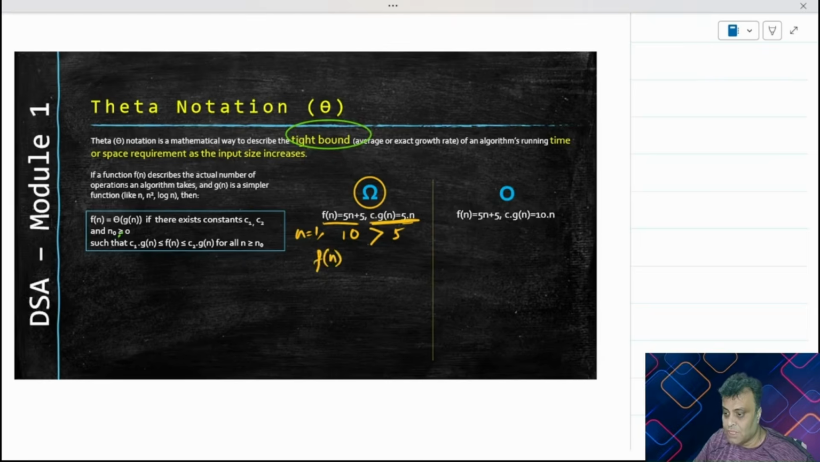We have proved that Fn is greater than C1 of Gn. What is C1 here? C1 is 5. What is Gn here? Gn is n. What is Fn here? Fn is 5n plus 5. That is what we have proved. For this, if I take n equal to 1, then I have 10 as Fn, and I have 10 into 1, 10, and we have this as equal.